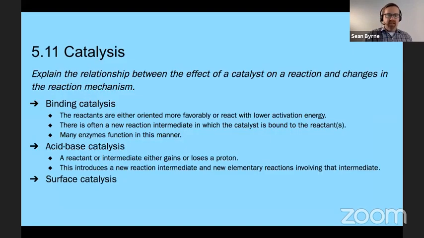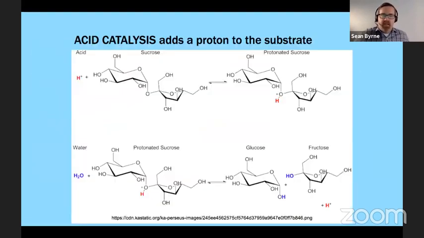Acid-base catalysis is where we're going to add or gain a proton. This is a really complicated picture that I'll leave up for a couple of seconds, and what's happening here is we're breaking sucrose down into glucose and fructose. That's another example of something that would happen in biology or in the human body, where an acid would be joined onto this oxygen right here.